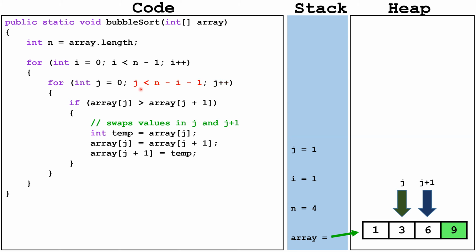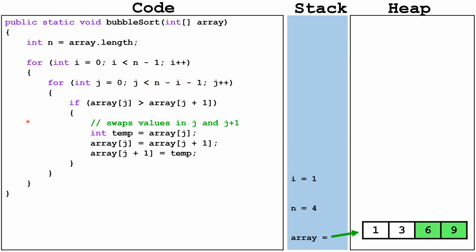We'll check, is j still less than n minus i minus 1? It is, so we continue. We check, is what's in index j greater than what's in index j plus 1? It is not. These two are in the proper order, so we skip the swap. We get to the end of the internal for loop and increment j by 1. Now j is 2. We check, is j less than n minus i minus 1? It's not. So we terminate the internal for loop.